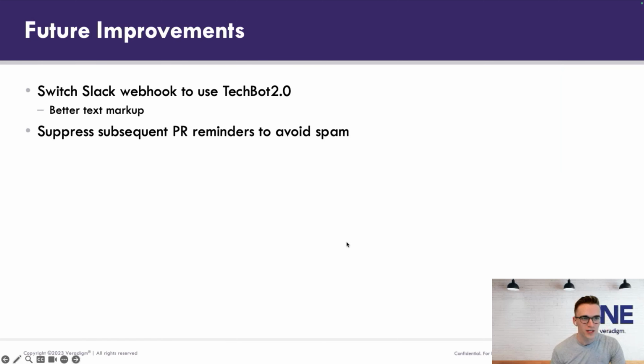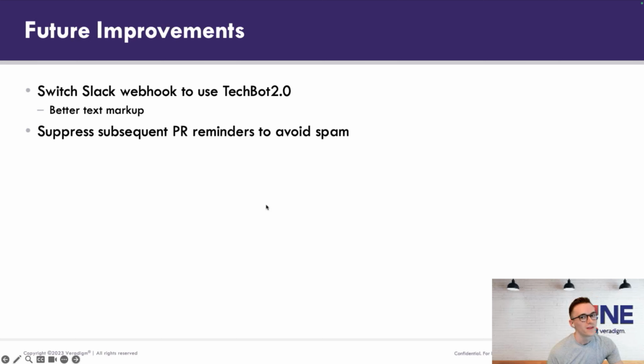Future improvements. So when I first created the Slack communication, I used a Slack webhook, which is called a Slack workflow, I believe. But we have TechBot 2.0. I don't know why that slipped my mind, but that would enable us to have better text markup. You can have cool buttons and fun styling. So that's something I would look into.